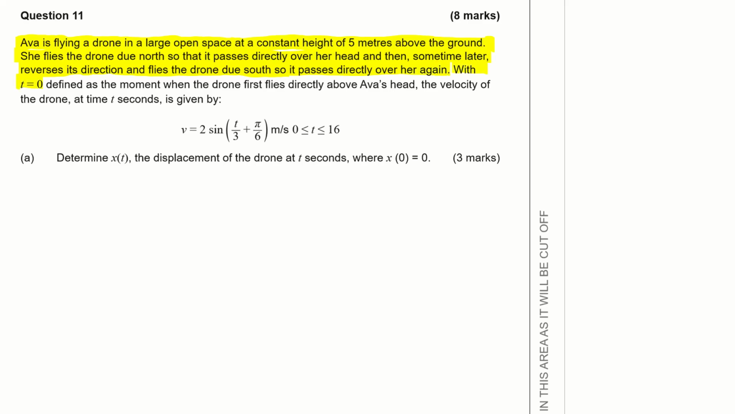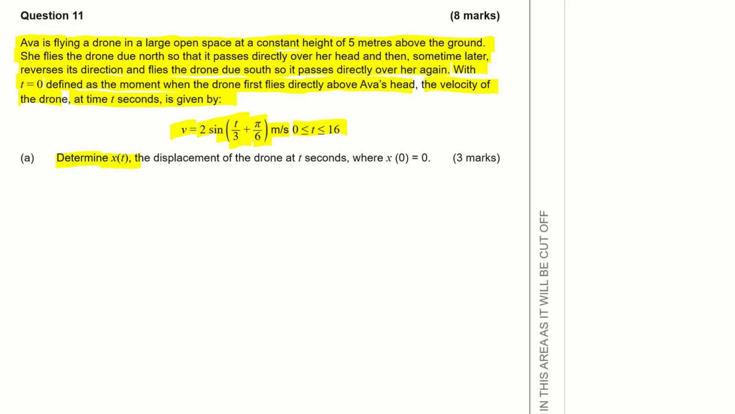With t equals 0 defined as the moment when the drone first flies directly above Ava's head, the velocity of the drone at time t seconds is given by v = 2 sin(t/3 + π/6) meters per second, and this works for t between 0 and 16.